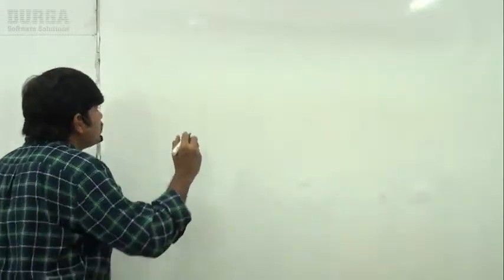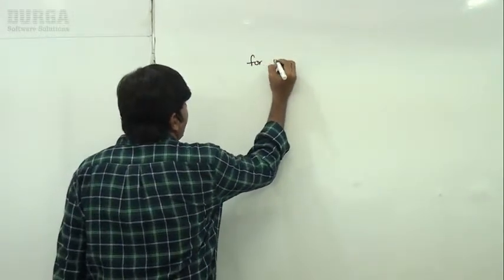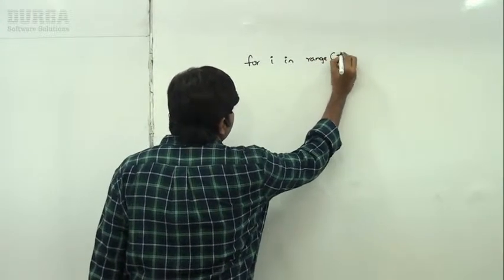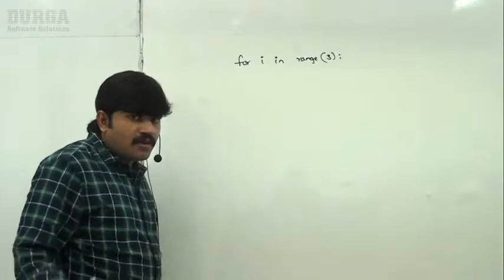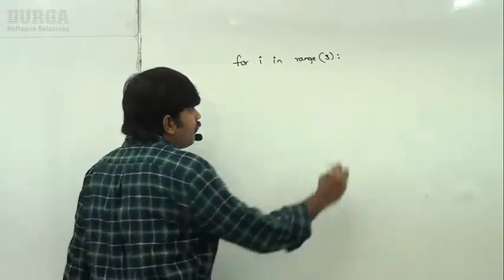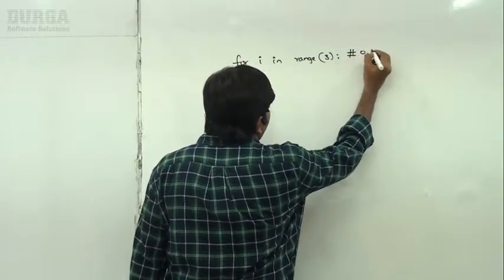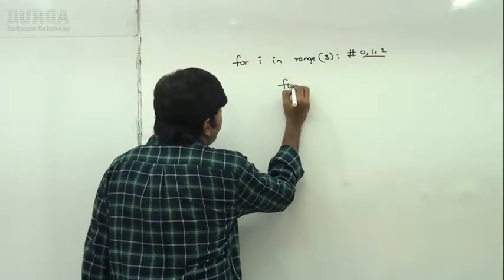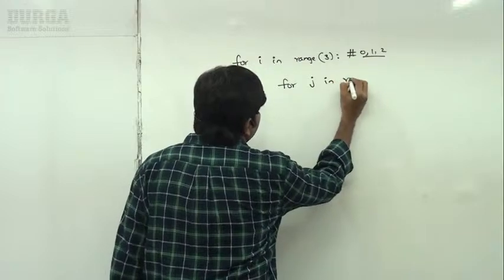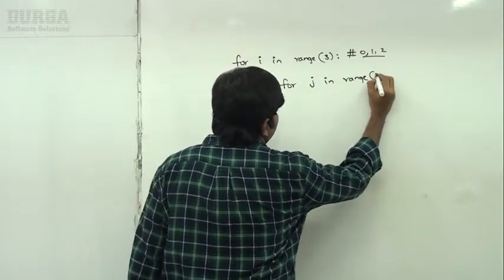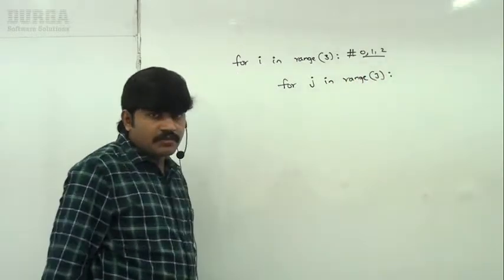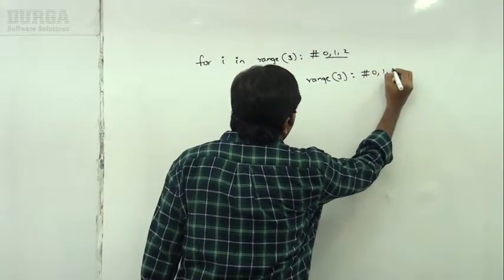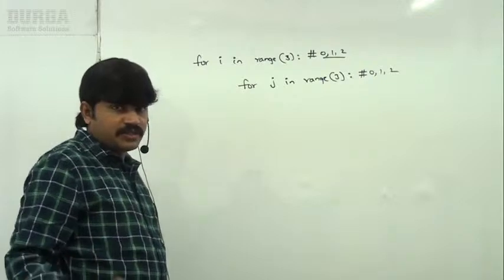Here, observe, sir, I am taking for i in range(3). Can you please tell what are the possible values for i? The possible values are 0, 1, 2. Similarly, for j in range(3), can you please tell what are the various possible values of j, sir? 0, 1, 2. These are the possible values for j.